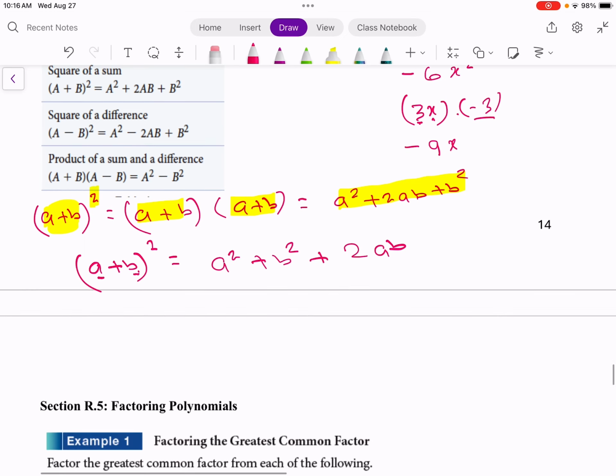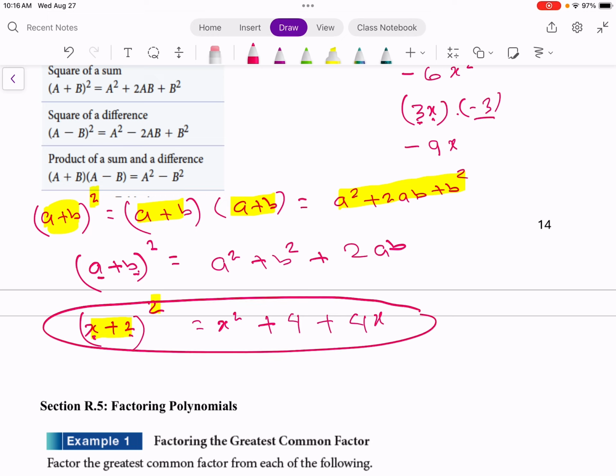For example, let's say we are asked to find the square of x plus 2. Here we have a square of a binomial. Without using FOIL, you can find it: this is equal to the sum of the squares of each term. So we have x, write down x square, plus the square of 2, which is 4, plus 2 times x and 2. So 2 times x times 2, that is 4x. So this is the square of x plus 2.